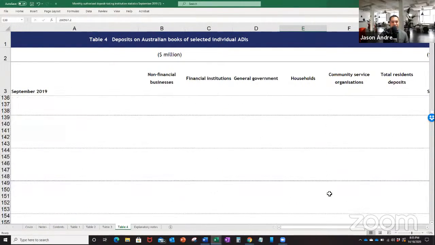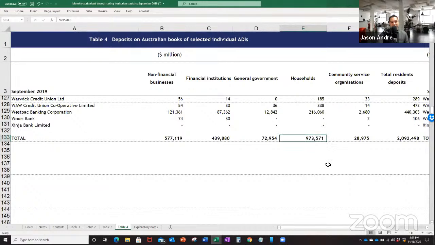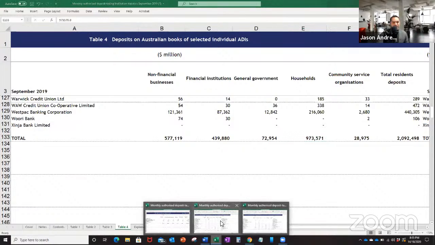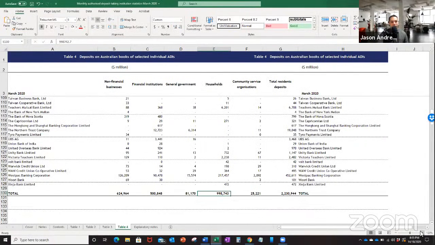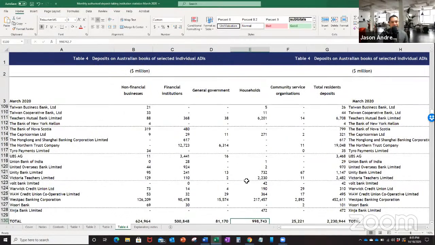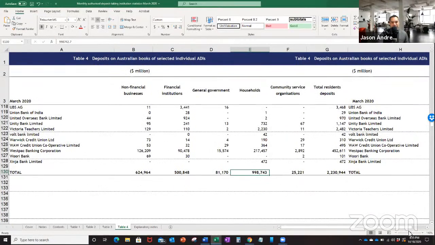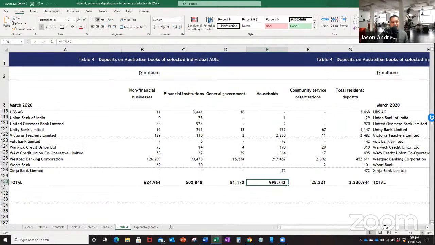If you scroll down to the bottom here, it gives you a total, and this is $973 billion that was invested. So almost $1 trillion in September last year sitting in cash deposits. What's interesting about this is watching the growth. When I went in and grabbed the March figures, you can see it's come up to $998 billion in total. So that's about $25 billion in total that has grown over those 6 months just before COVID, right?